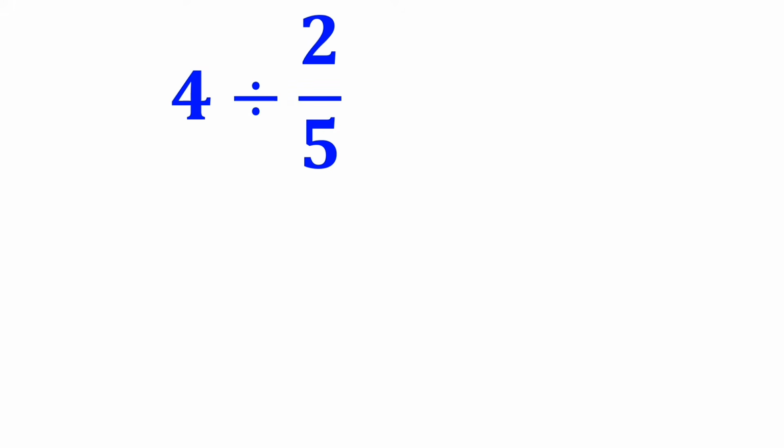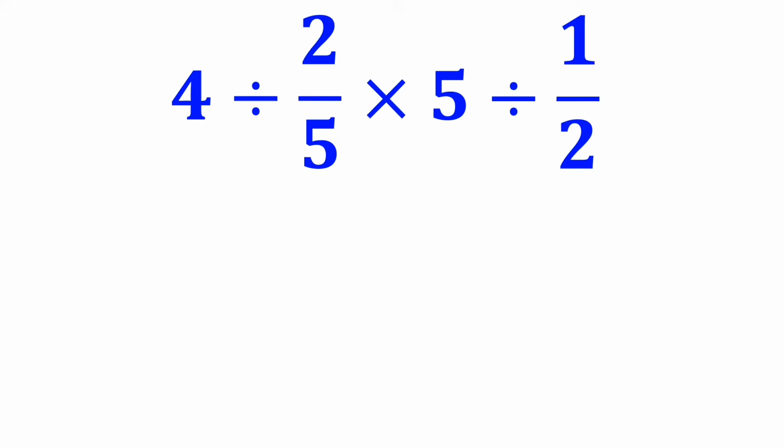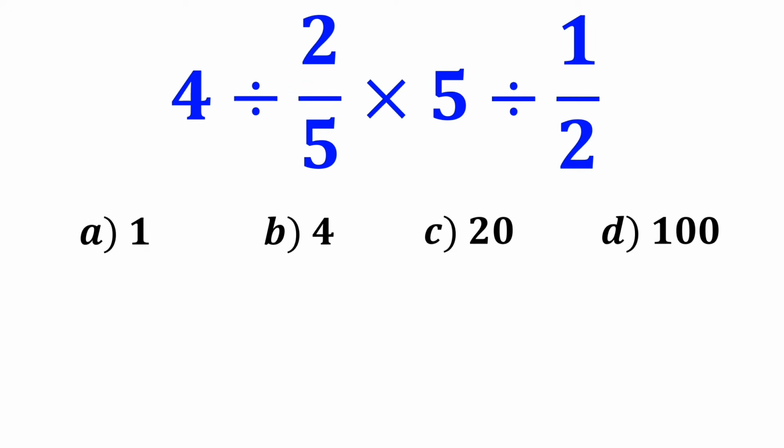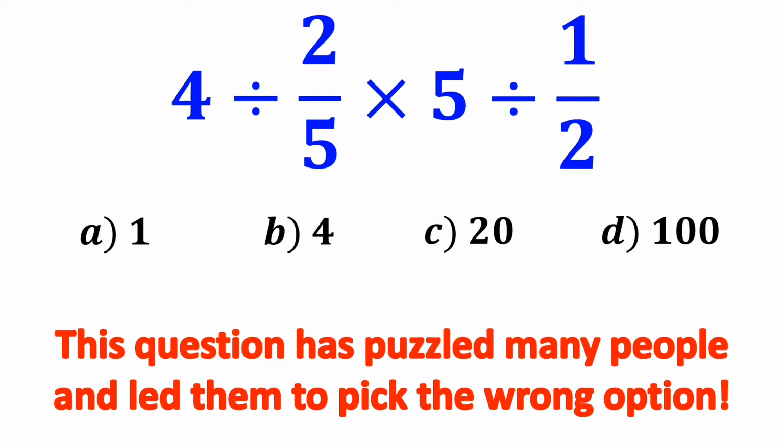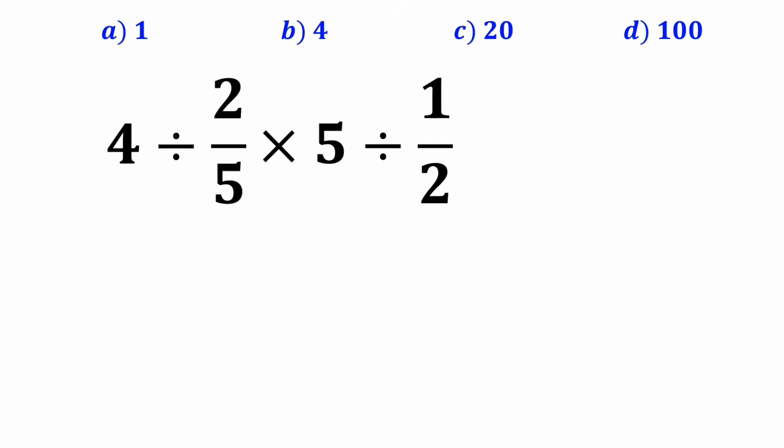What is the value of the expression 4 divided by 2 over 5 times 5 divided by 1 over 2? Which option do you think is the correct answer to this question? This question has puzzled many people and led them to pick the wrong option. Let's take a closer look and solve it together.